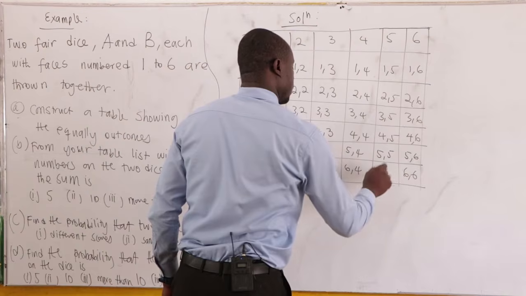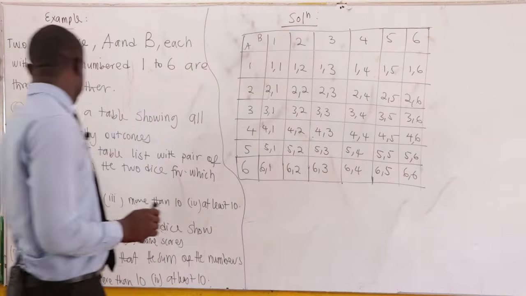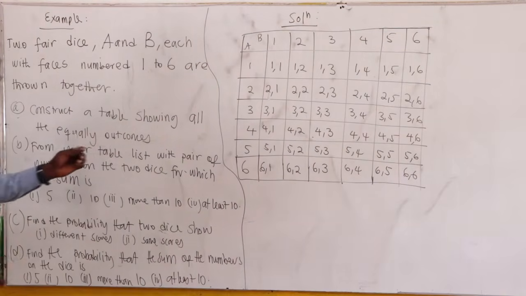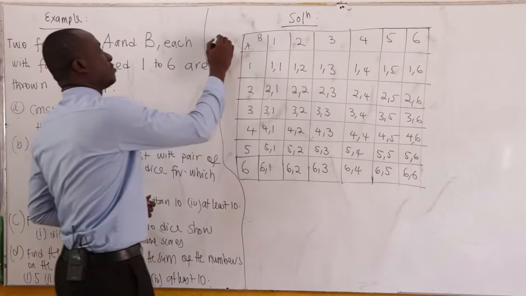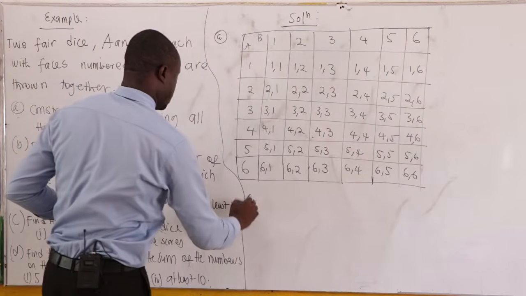So this is the first one: construct a table showing all the equally likely outcomes. Now let's see the B.